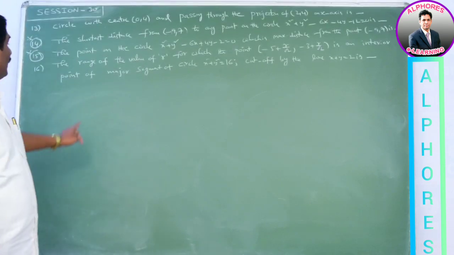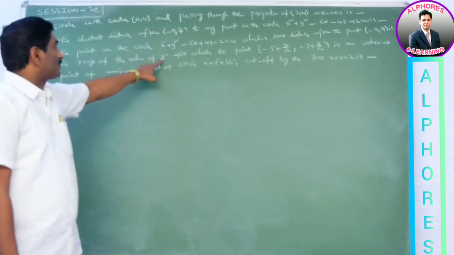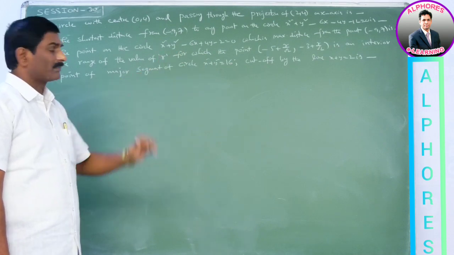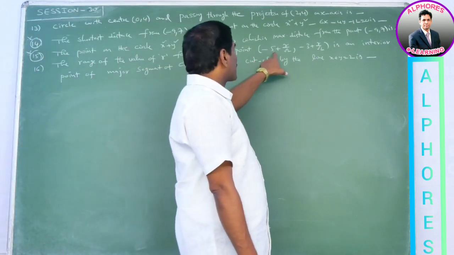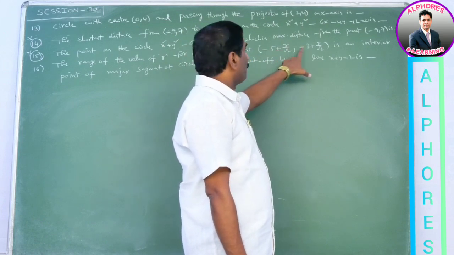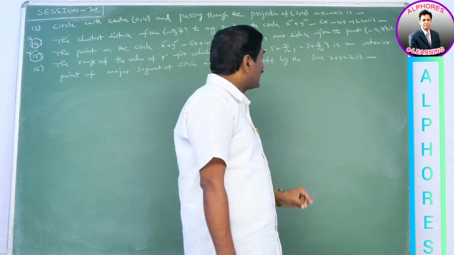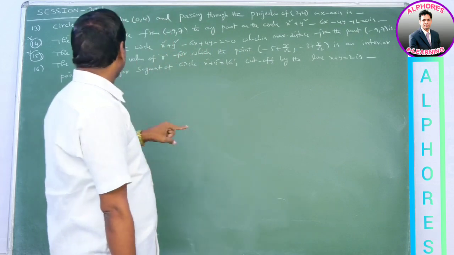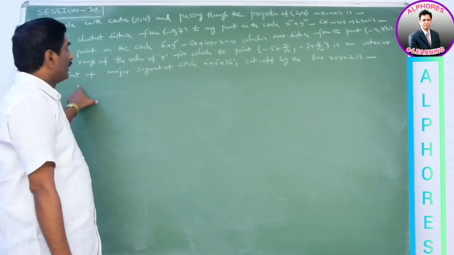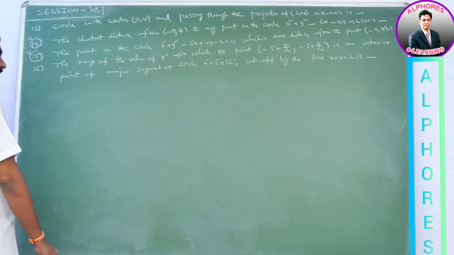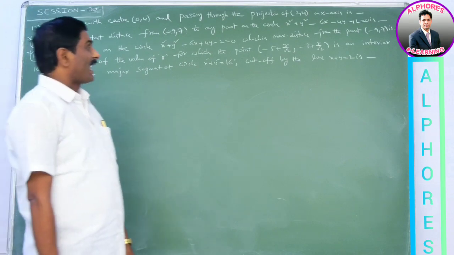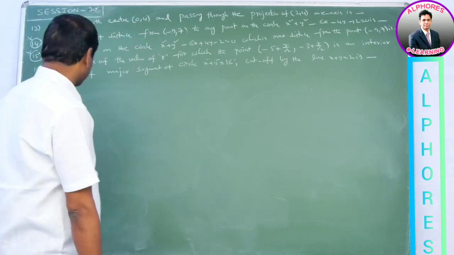Once again, the range of the value of small r for which the point (-5 + R/√2, -3 + R/√2) is an interior point of the major segment of the circle x² + y² = 16, cut off by the line x + y = 2.